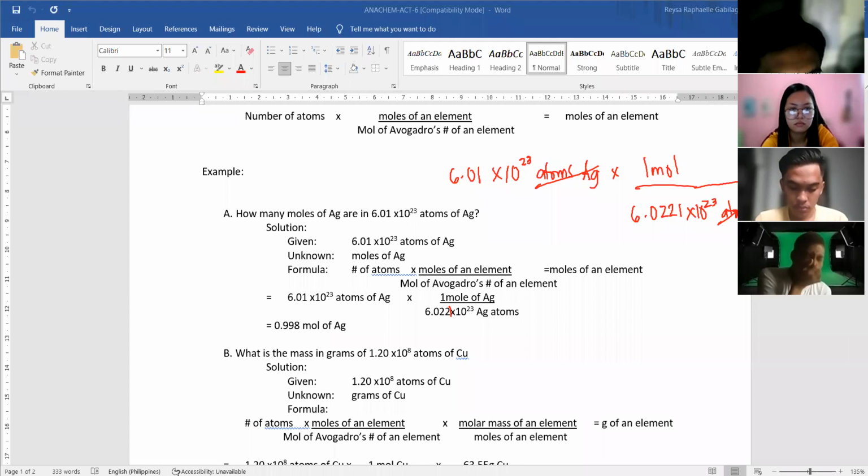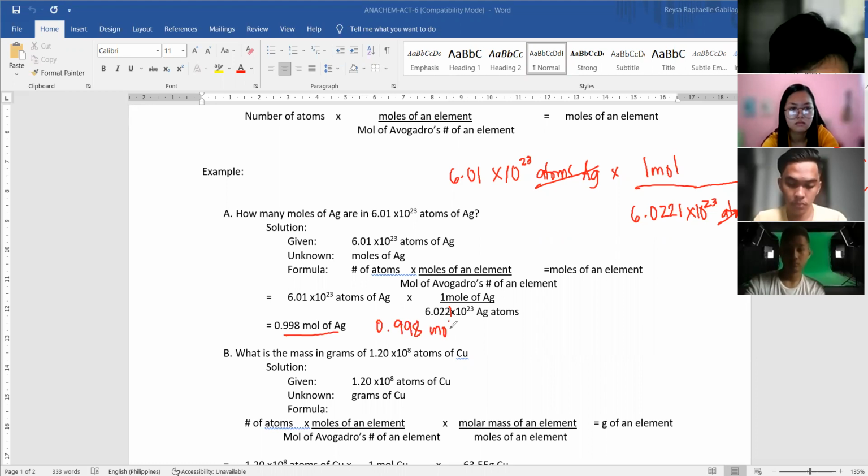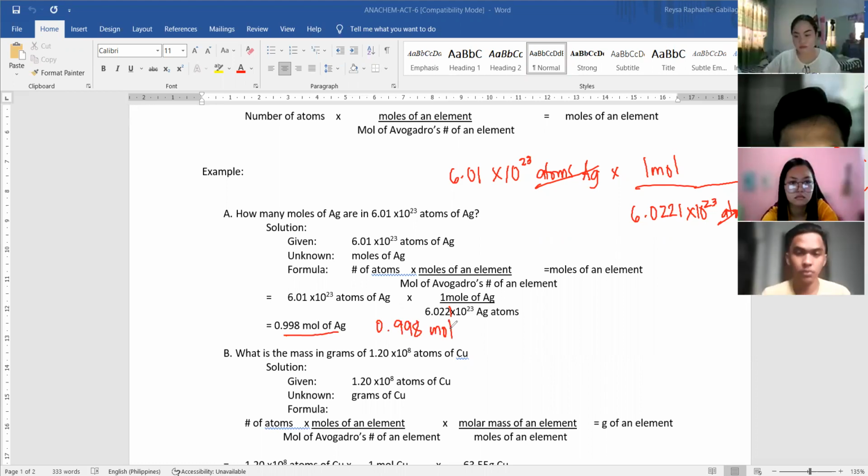So, 6.01 times 10 raised to the power of 23 divided by, kasi times 1 naman yan, 6.0221 times 10 raised to the power of 23. The answer here, kung i-round off natin siya 2 decimal places, actually magiging 1.0 mole na siya. Kung 2 decimal places. Ito kasi naka 3 decimal places, kaya nag-remain siya 0.998 mole. Pero depende yan sa instruction ko later kung ilang decimals talaga yung i-round off.